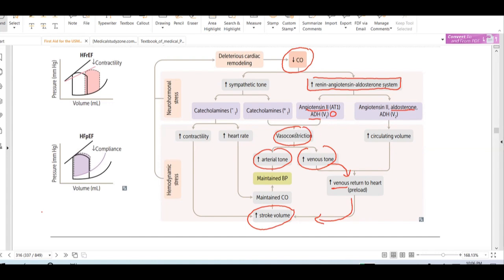The vasoconstriction effect of angiotensin 2 and ADH is through V1 receptors, and angiotensin acts through AT1 receptors. So it leads to increased blood pressure. Angiotensin 2, aldosterone and ADH also lead to increased circulating volume by reabsorbing water.